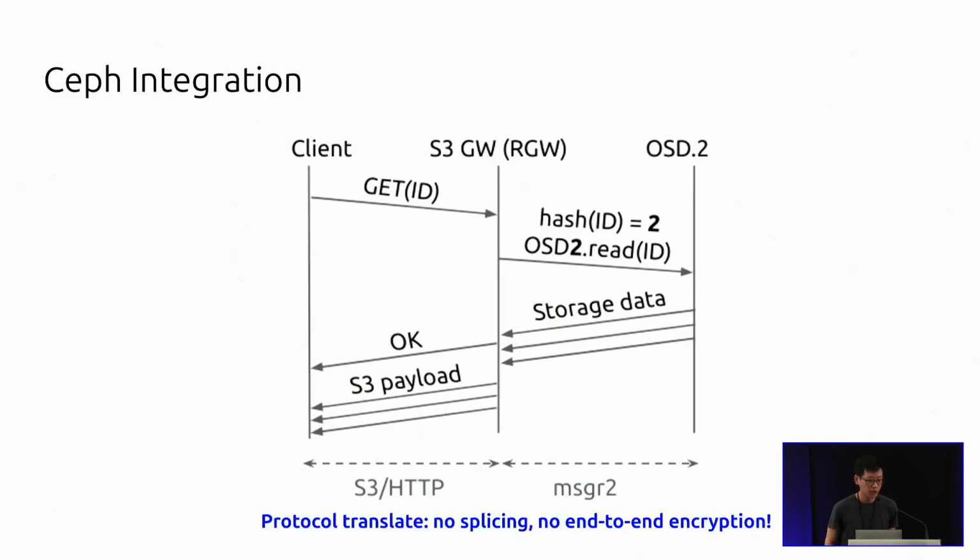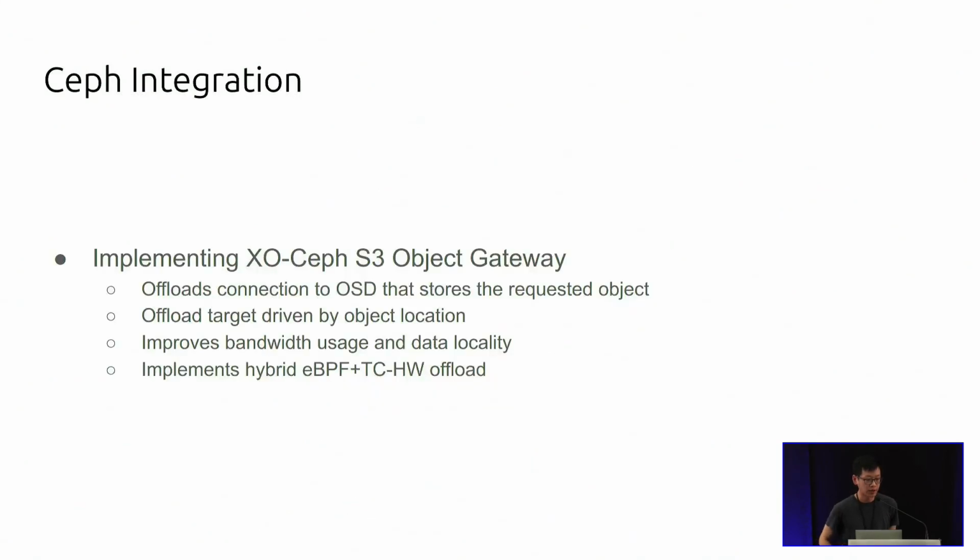A slightly more complicated aspect is that in this case, because the backend and the front end are using different protocols and communicating using different APIs, other approaches such as splicing and so on cannot be used. And we also cannot use end-to-end encryption between the client and the backend. So we implemented XO as an S3 object gateway, which offloads connections from the front end directly to the object storage daemon that stores the requested objects. And this offload target is driven by the object location rather than policy, like in the Nginx case.